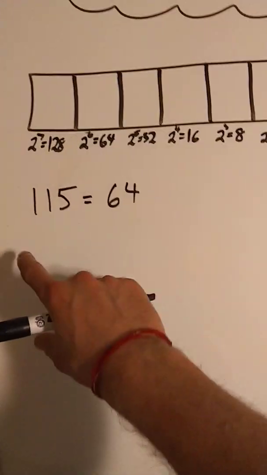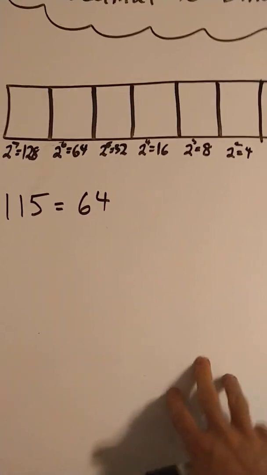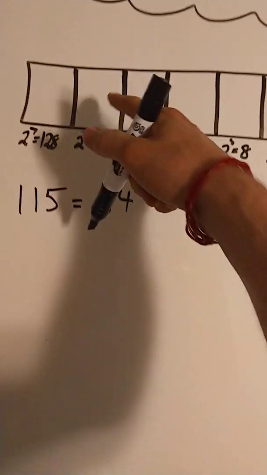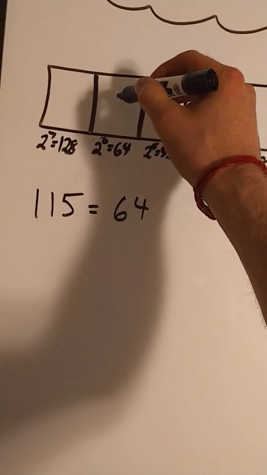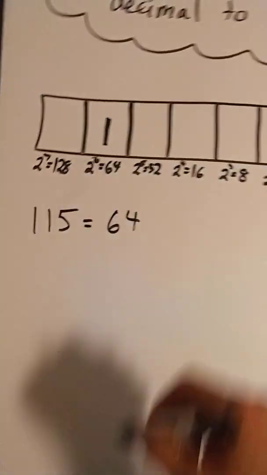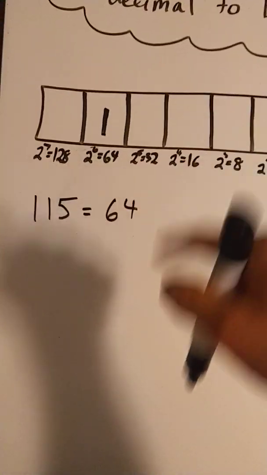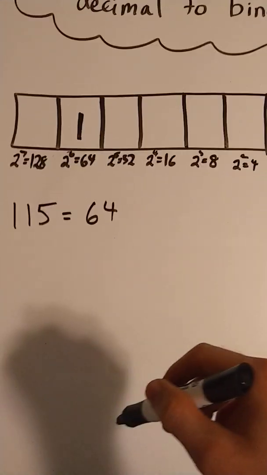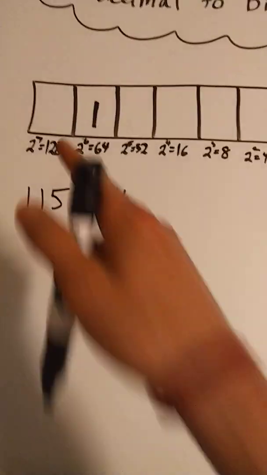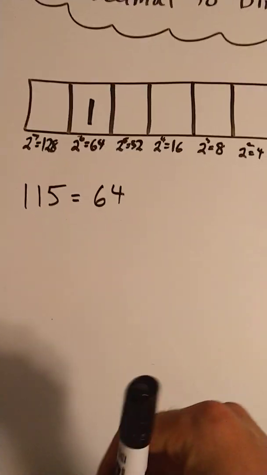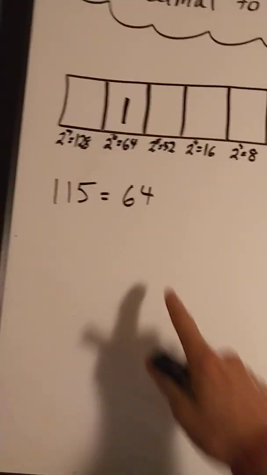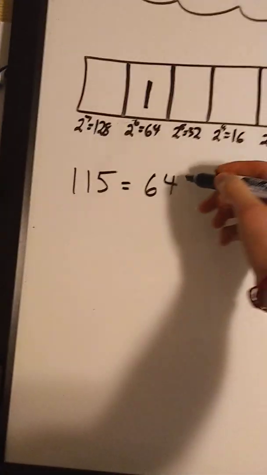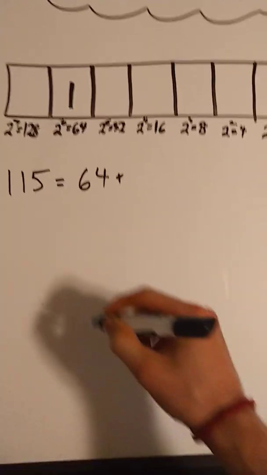Now we're going to start making our binary number. I'm going to do it above the box. We're going to use 64, so in my box here, I'm going to put a 1. Think of that like an on. A 0 would be an off. For example, here I didn't use this, so I could put a 0. I'm not going to in this case because it's a leading 0, and we don't really need to include leading zeros. Anyway, I said that 115 is equal to 64 plus some other stuff, and we're going to determine what that is.